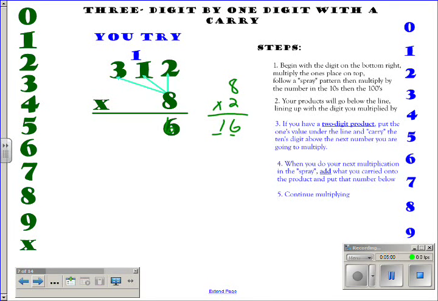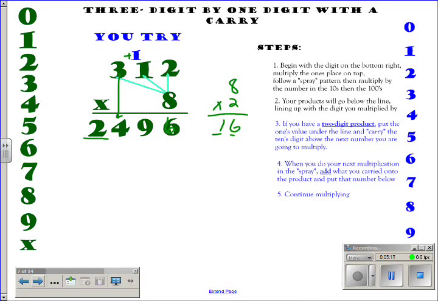We then have 8 times 1, which is 8. We're going to add the 1 we carried, which would give us 9. And 8 times 3 is 24. We put the 4 directly below the 3, and then its second product to the left.